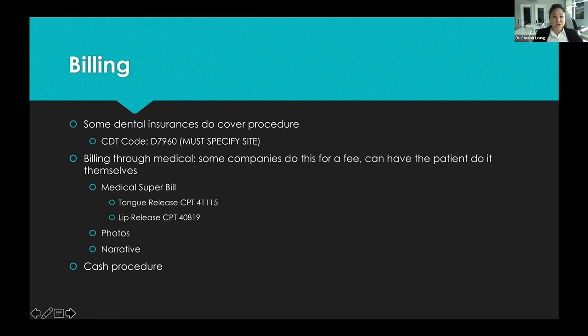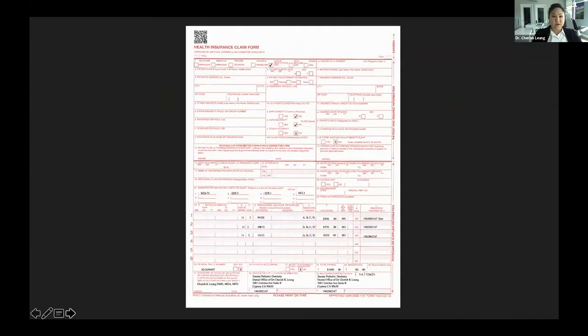So medical superbill, I'll show you. Tongue tie release is CPT 41115, and then lip is 40806. You need to have photos and a narrative available as well, or you can do it as a cash procedure. This is the medical billing form. You have to use this form. You can't use the older version, or they won't accept it.